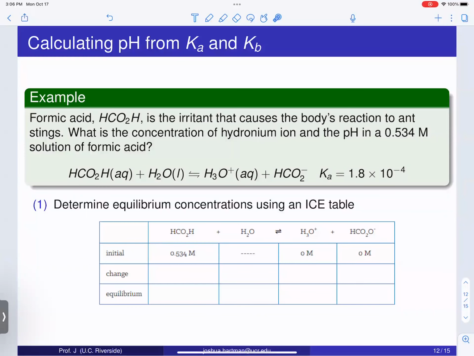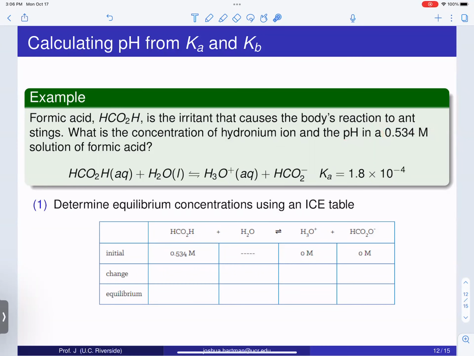In this example, taken from your textbook, you have formic acid, and it happens to be an irritant that causes the body's reaction to ant stings, so that little burning sensation you get. It's formic acid that's causing that. Interesting little side note there. And what we want to be able to do is determine the concentration of hydronium ion and the pH, of course, one implies the other, if you have a 0.534 molar solution of formic acid.